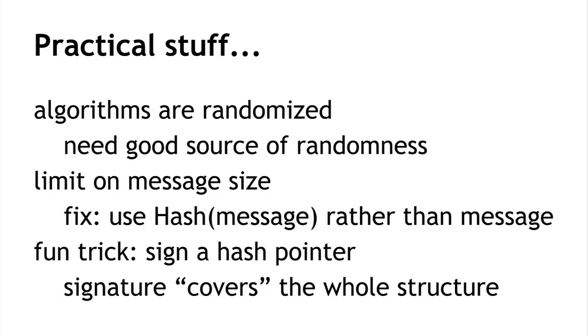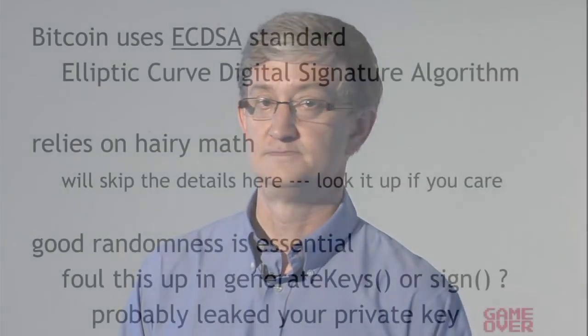And by the way, a fun trick, which we'll see used later, is that you can sign a hash pointer. And if you sign a hash pointer, then the signature covers or protects the whole structure, not just the hash pointer itself, but everything it points to and everything it points to. For example, if you were to sign the hash pointer at the end of a blockchain, the result is that you would effectively be digitally signing the entire contents of that blockchain. That's a useful trick that we'll see used later.